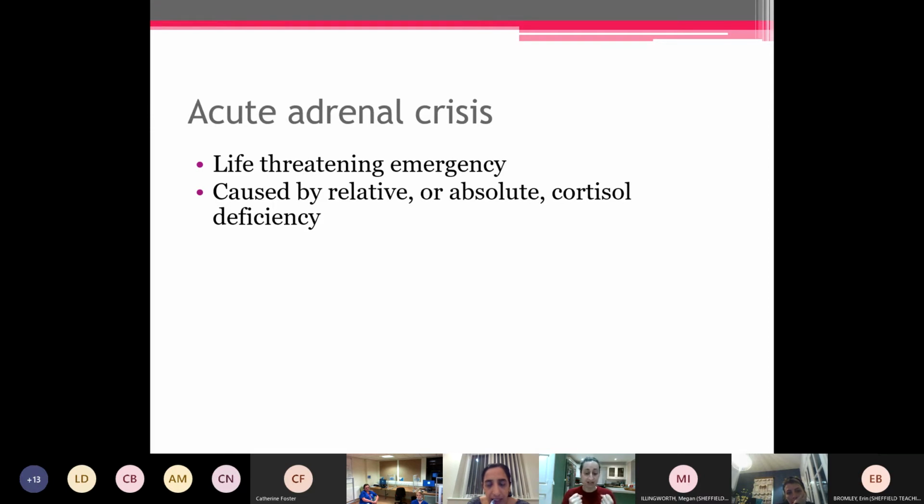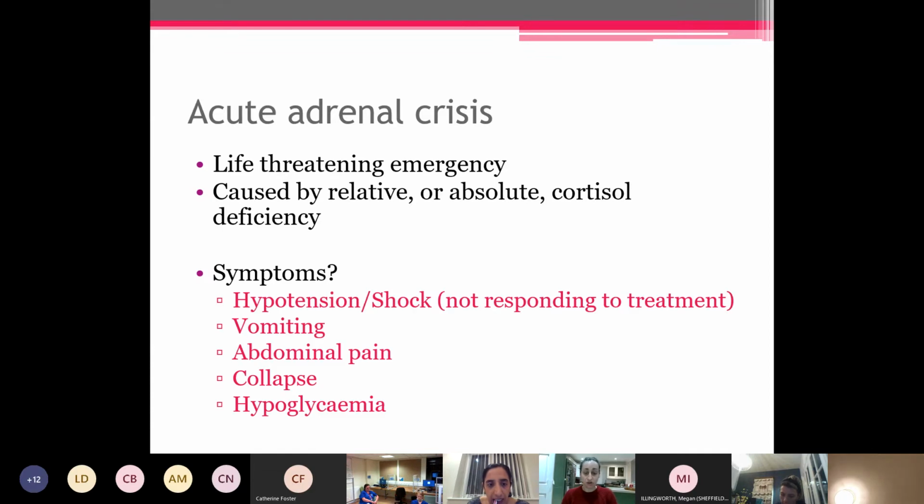Normally your body gets that stress feeling, which keeps you upright and keeps you alive. If your body doesn't get that, then essentially everything goes to pot, your blood pressure drops and you are properly shocked. So these symptoms are hypotension and shock not responding to fluids, vomiting, abdominal pain, collapse, and also hypoglycemia. Essentially, if someone is shocked and they're just not responding to treatment, and you don't know what's wrong with them, an adrenal crisis can be in the back of your mind.